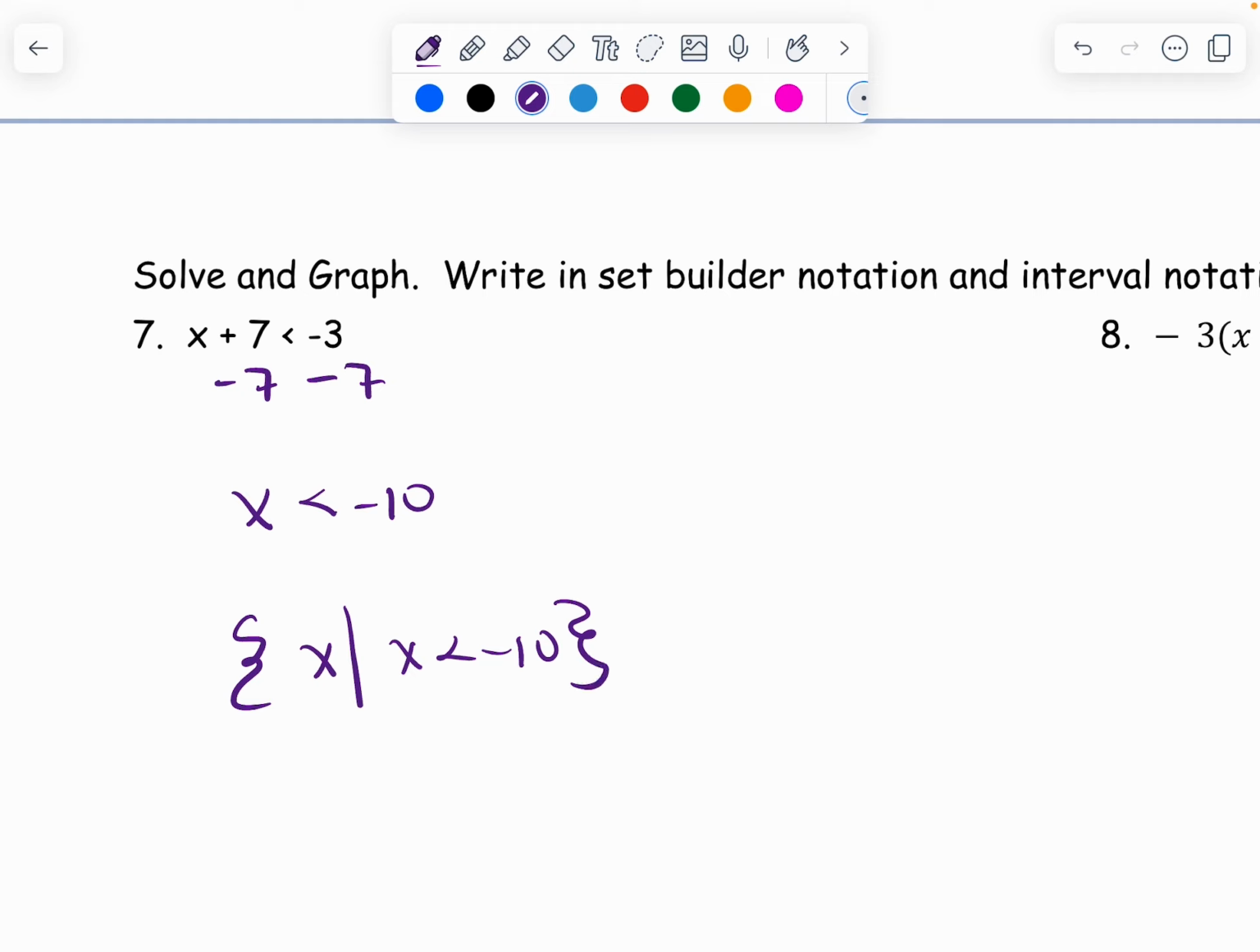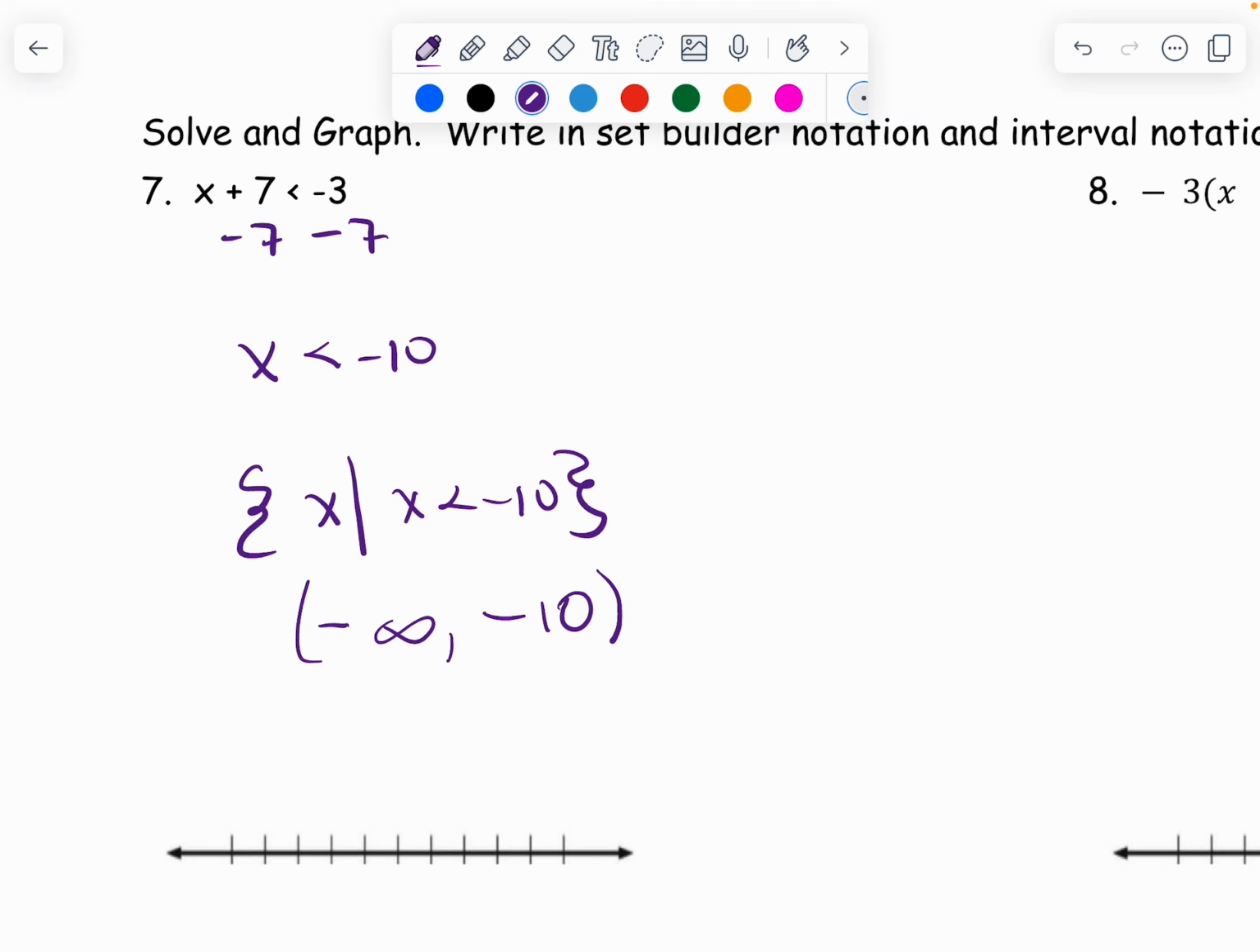And then that would be negative infinity up to negative 10. And negative 10, negative 9, negative 8, negative 7, negative 6, negative 5. Okay, open dot, and it's all the numbers less than.